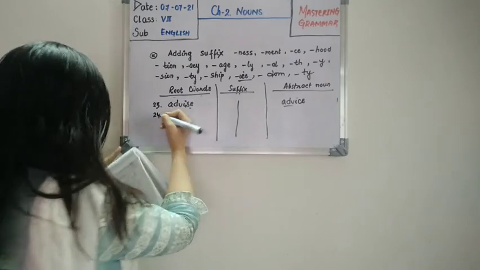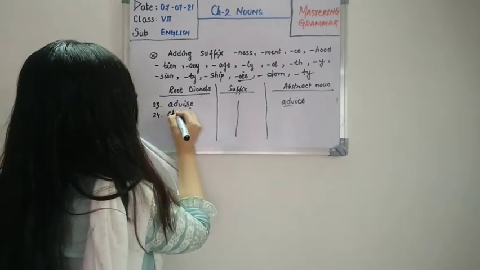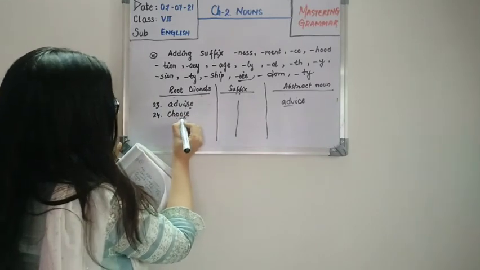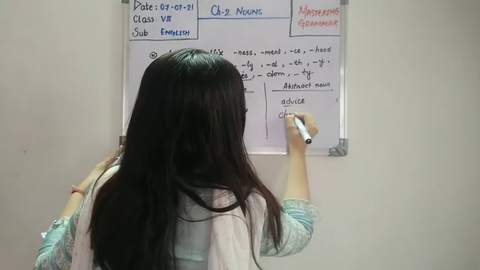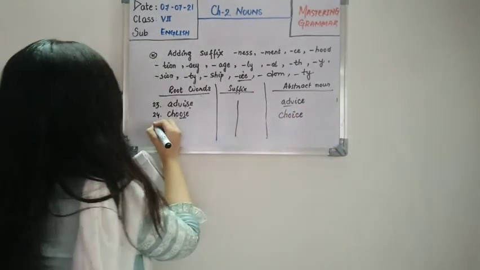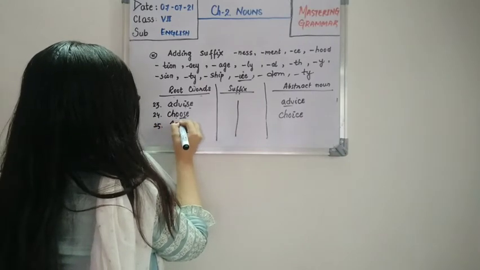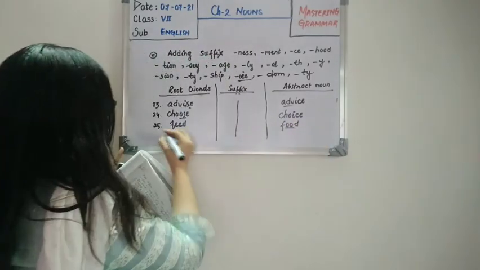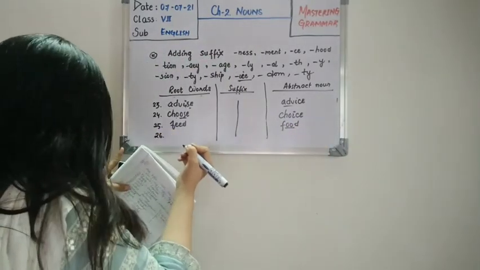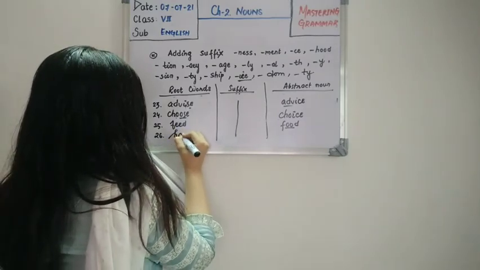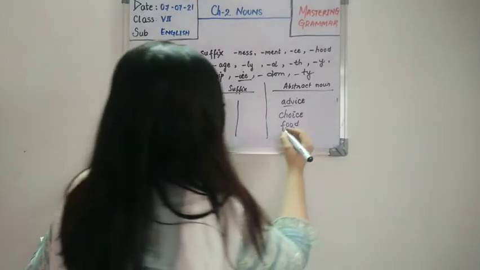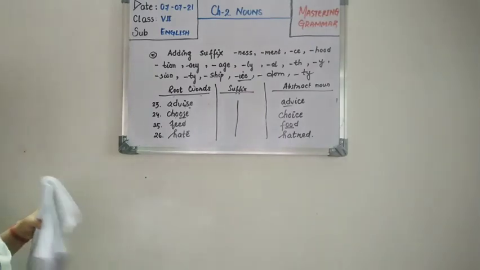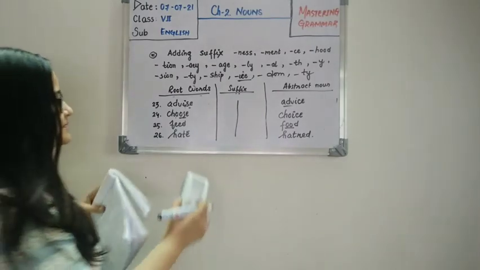Okay. Number 24 now. Choose. This is a verb. This becomes choice. See here, till O it will be the same. OS will be replaced by OI. Choice. So this is an abstract noun. Number 25. Feed. Feed is a verb. Here it becomes double OD. So double E is replaced with double O, and it becomes an abstract noun. Hate. The E will be replaced by TRED. Hatred. So you see how we have changed some words into abstract nouns, right?